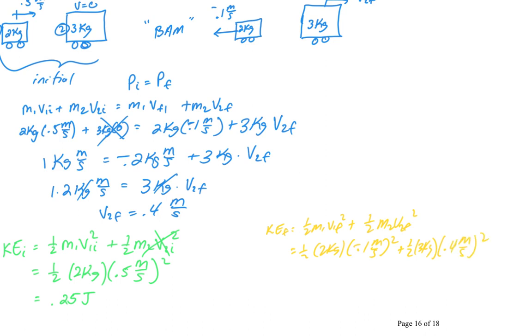Now be careful with your math here. When you square this negative 0.1, this negative goes away. Don't plug it in your calculator incorrectly and get a negative number. Whenever I square a negative number, I get a positive number. So be very careful with your calculator there. So go ahead and throw that in your calculator. You should find that this is going to be 0.01 joules plus 0.24 joules, which turns out to be 0.25 joules.